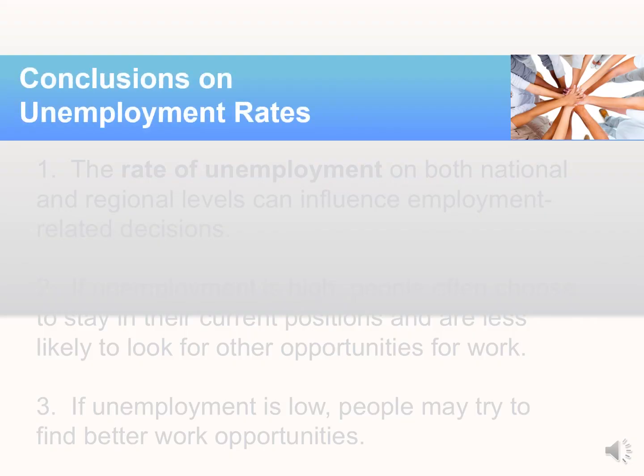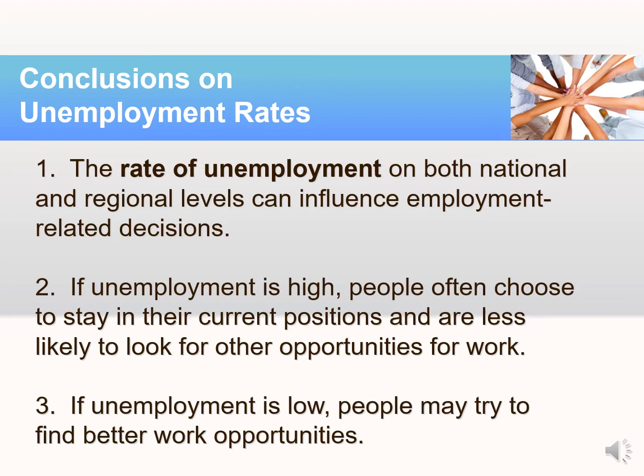Conclusions on unemployment rates. Number 1. The rate of unemployment in both national and regional levels can influence employment related decisions. Number 2. If unemployment is high, people often choose to stay in their current positions and are less likely to look for other opportunities for work. This is happening now during the COVID-19 pandemic. Number 3, if unemployment is low, people may try to find better work opportunities.